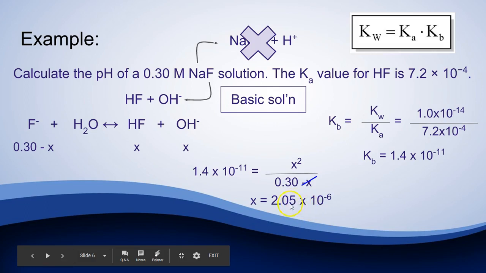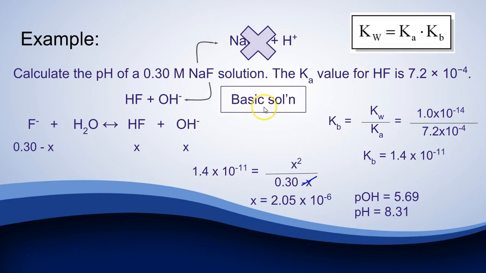Always pause and think about what X refers to. X is referring to the OH minus concentration. So if you take the negative log of that, you're really going to find the pOH. Subtract from 14 to find the pH. So the pH of the solution will be 8.31, which is consistent. Always check yourself. It is consistent with the fact that we predicted that we would have a basic solution.